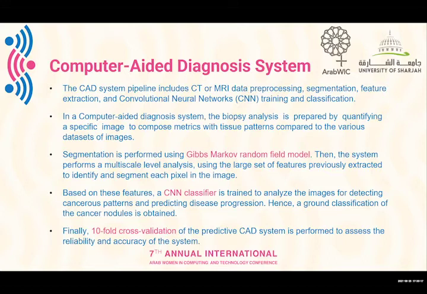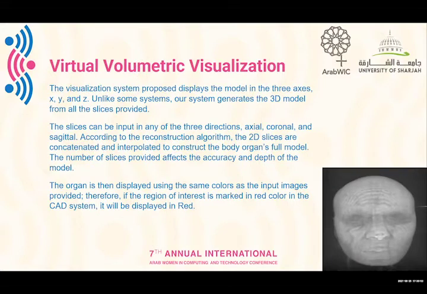Segmentation is performed using Gibbs Markov random field, and then the system performs a multi-scale level analysis using the large set of features that were previously extracted to identify and segment each pixel in the image. And then based on these features, a CNN classifier is used to train and analyze the images for detecting cancerous patterns and predicting disease progression. And finally, a tenfold cross-validation of the predictive CAD system is performed to assess the reliability and accuracy of the system. Now, moving on to the second subsystem, which is the visualization system.